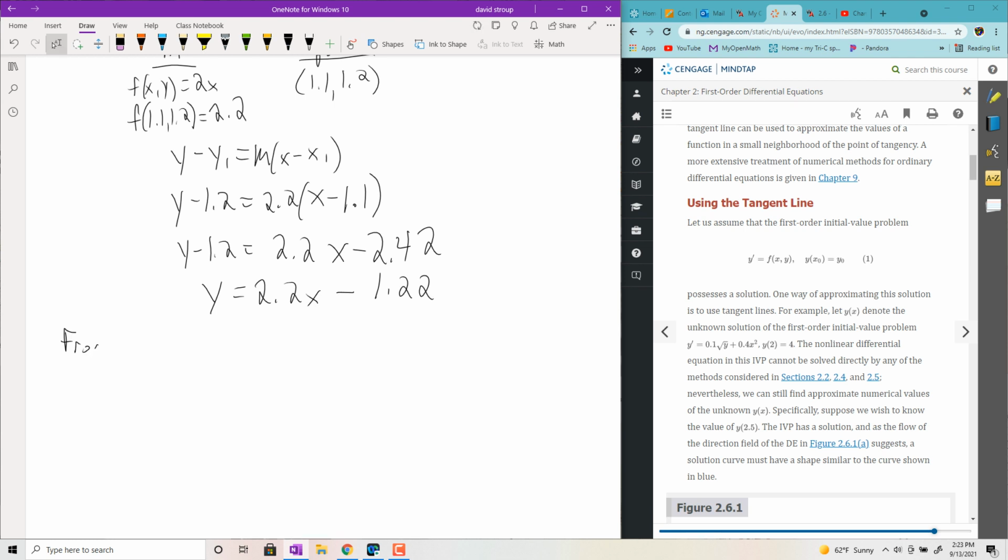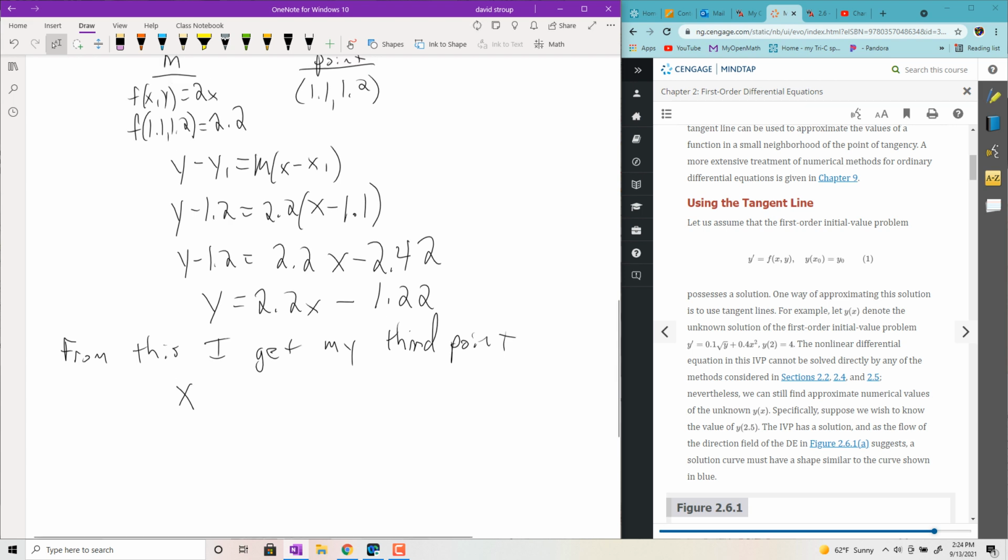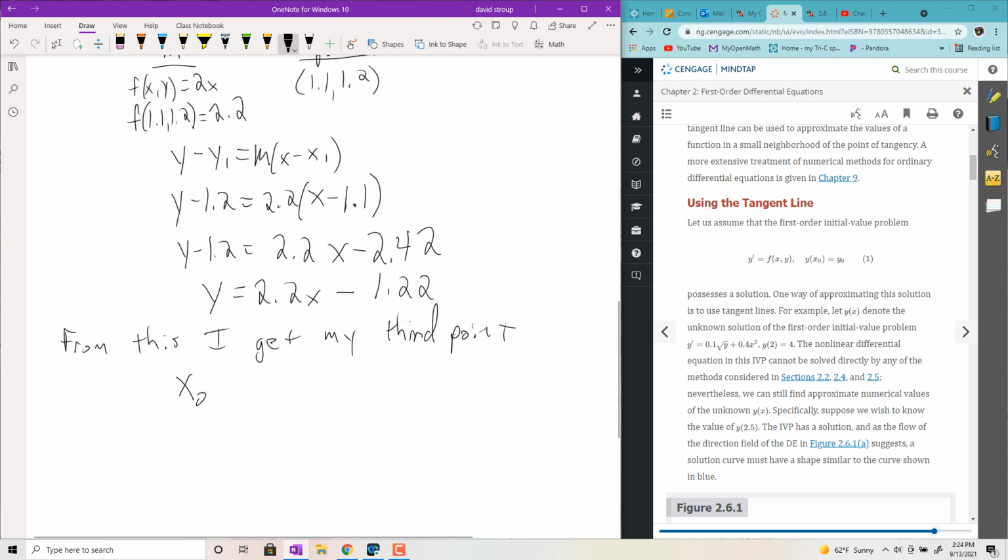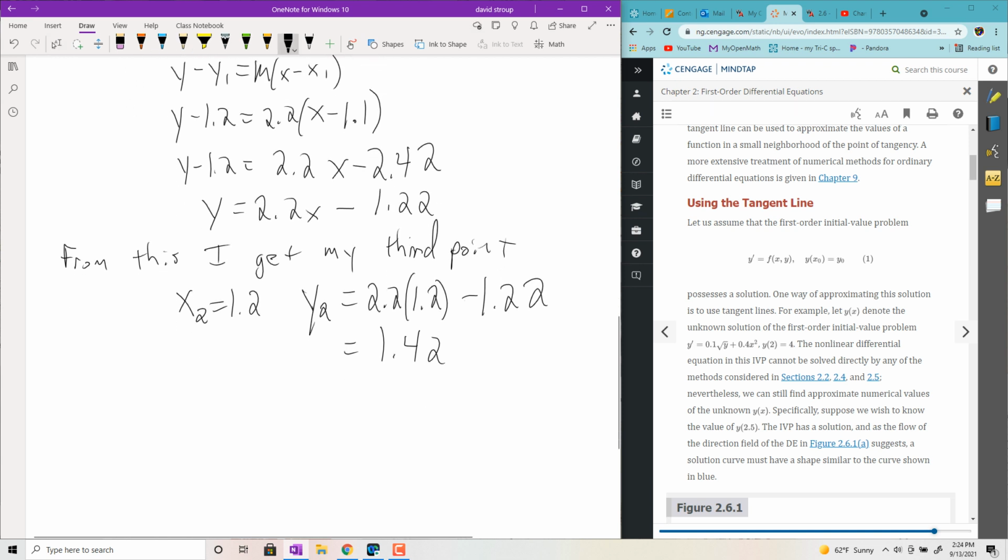Okay, so now I get my new point, my third point. So my new x, depending on what number I'm on, x sub 1, x sub 2, is going to be 1.2, and then I can plug that into my new equation for y sub 2. So that's going to be 2.2 times 1.2 minus 1.22, which will equal 1.42. And you keep on doing this process over and over, and you can produce a general formula.